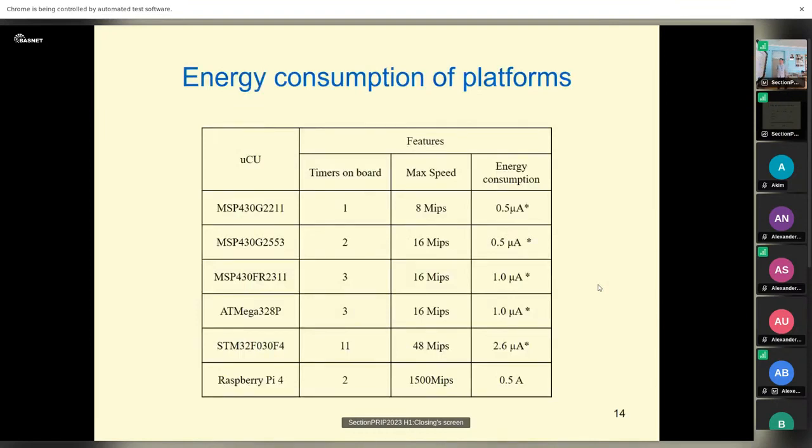Of course, the comparison table of energy consumption of different devices. The MSP series is here. There are Atmega, STM, and the Raspberry Pi. The timers on board have an important value because I will say about the max speed later. So energy consumption and the speed are low. Next.